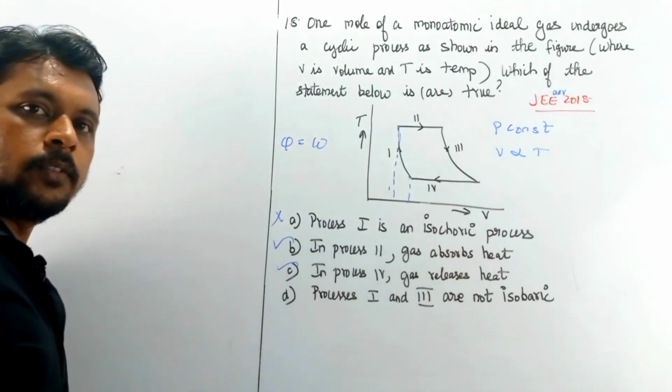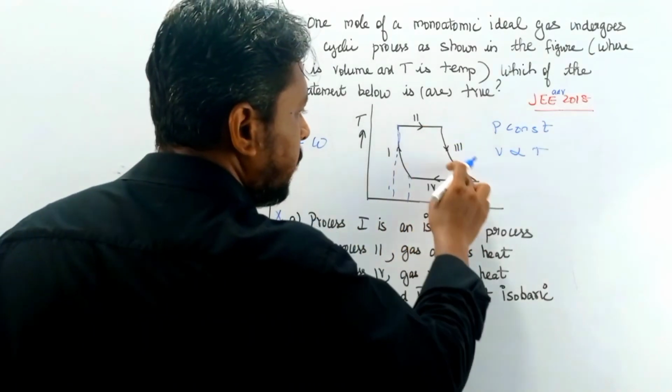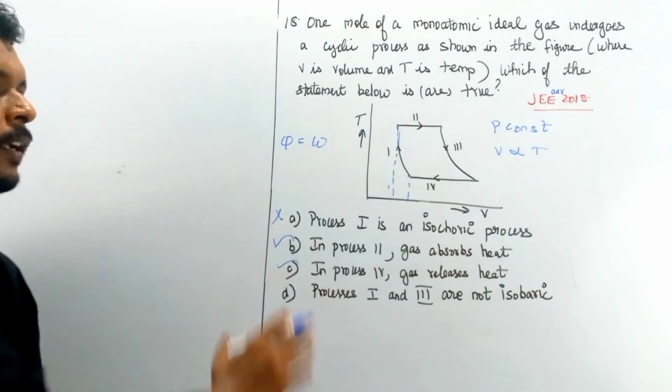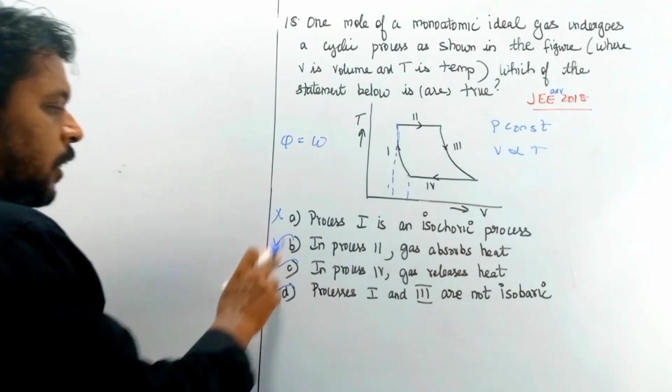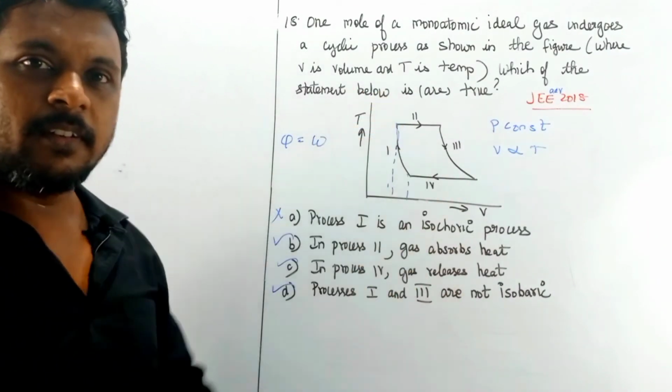But the temperature is increased. So for the first one, they are not directly proportional, they are inversely proportional. In 3 also we see that the volume gets increased and the temperature gets reduced. So they could not be isobaric processes. So option D is also right. So 3 answers are right and only 1 is wrong for this particular question. Okay.